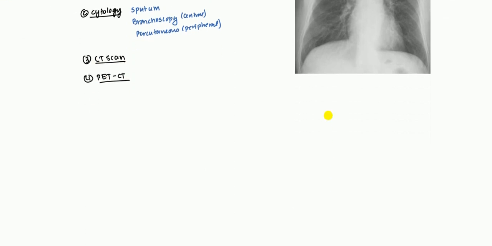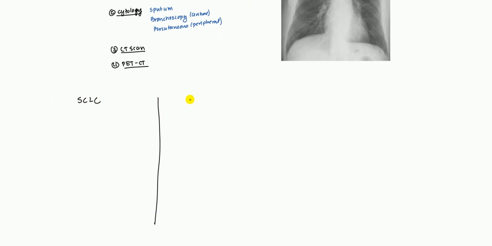Okay, so now that we've talked about investigations, let's talk about each tumor or type of cancer individually. So we have small cell lung cancer here. We'll put adenocarcinoma in this column. Here, we'll make a new column for squamous cell carcinoma, and finally, large cell carcinoma.